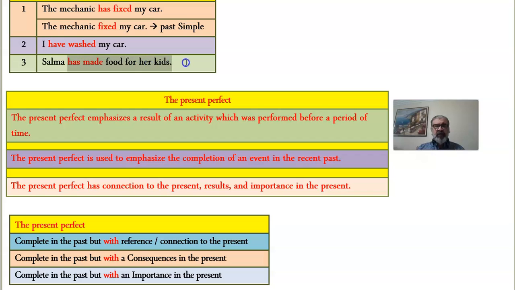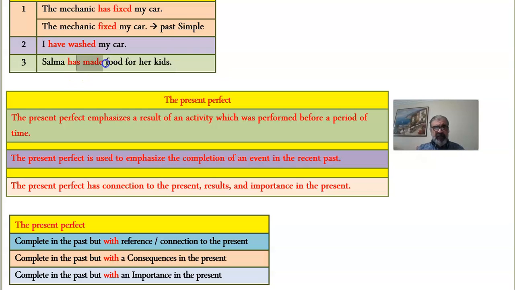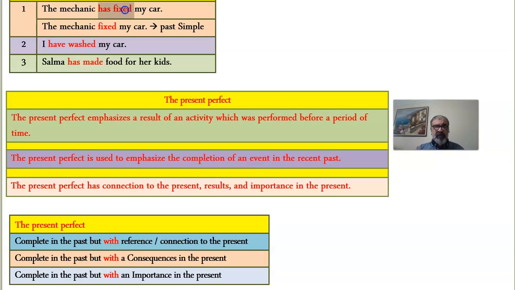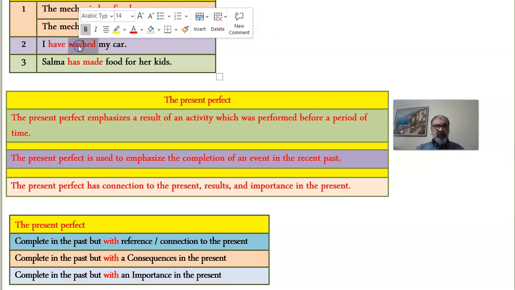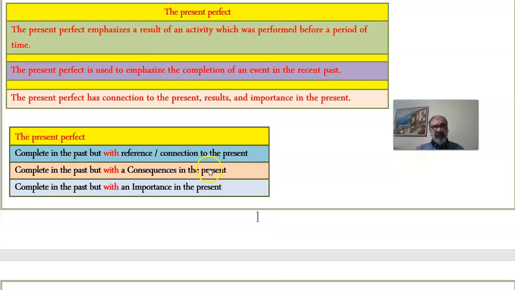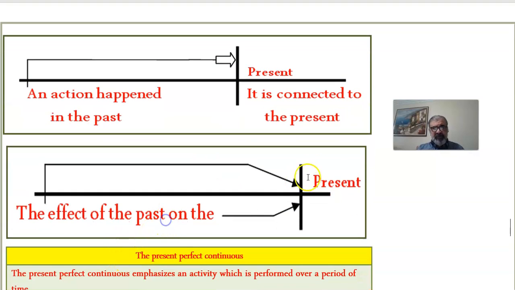Selma has made food for her kids. What does that mean? It means that the kids are enjoying the food right now. The food is there, laid on the table, and they are happy with it because it's a completed action. So she finished making food, I finished washing my car, the mechanic finished fixing my car, the car is fixed, the car is washed, and the food is made. As easy as that. And look at the graph, it shows that. So it's the effect of the past on the present, as you can see.